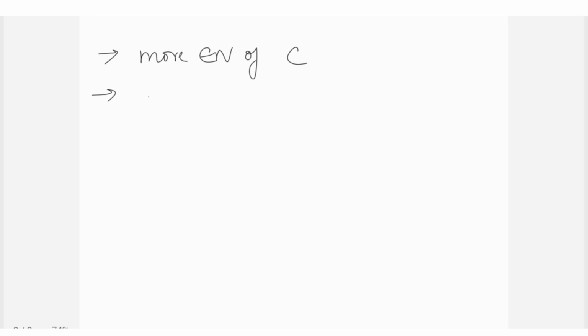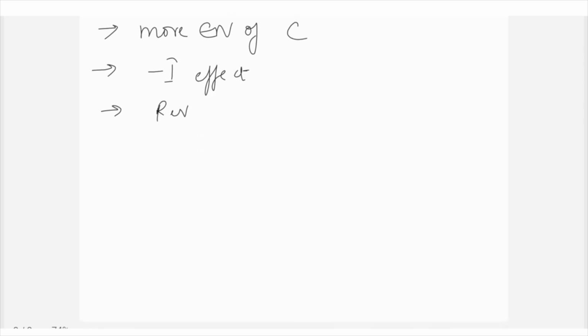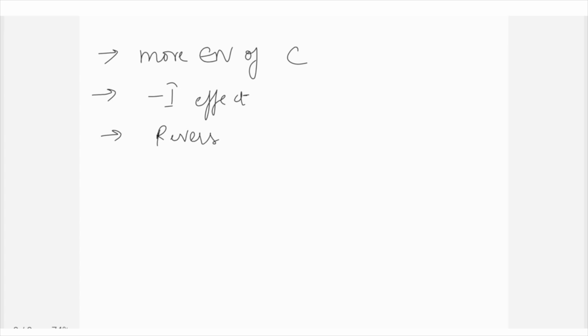The other is the minus I effect, that is, electron withdrawing groups should be present on the carbon. Then earlier we said hyperconjugation, but now here it is reverse hyperconjugation. If you have doubt about what reverse hyperconjugation is, there is a video on reverse hyperconjugation, you can go check that out. So reverse hyperconjugation supports the carbanion stability.